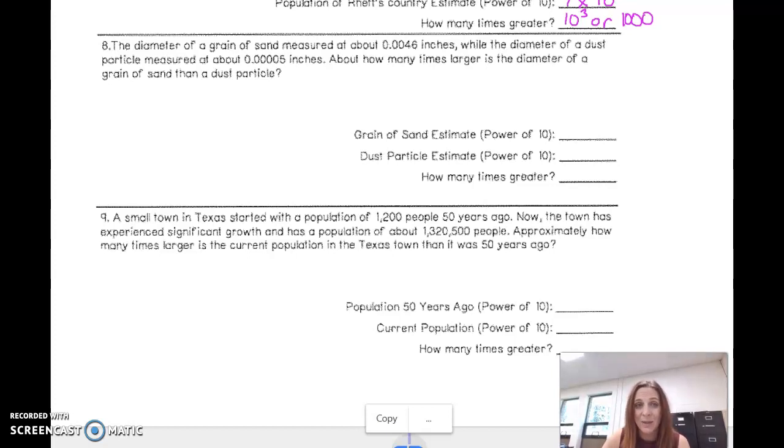Grain of sand estimate. Well, I look right here at the 4. The 6 behind it tells me to go up to 0.005.